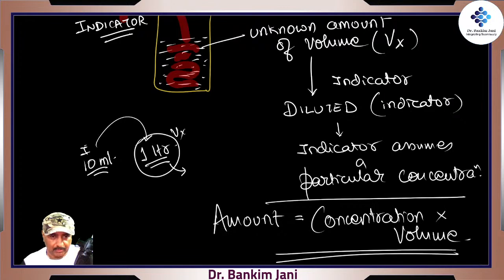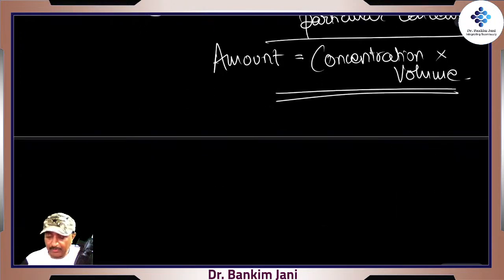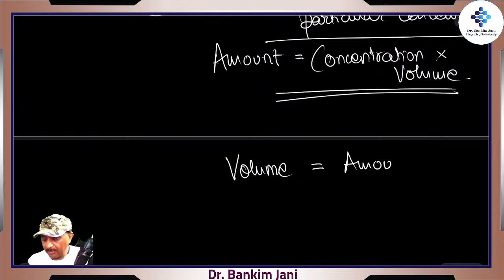We'll take a practical of it. Now over here, we want to measure the volume. The amount which we have taken out, we know that. How much we have injected, we know that. How much indicator we have put is known. We have measured the concentration, that is also known. So in order to measure the total volume, all we have to do is reshuffle the formula. Volume is equal to amount upon concentration.